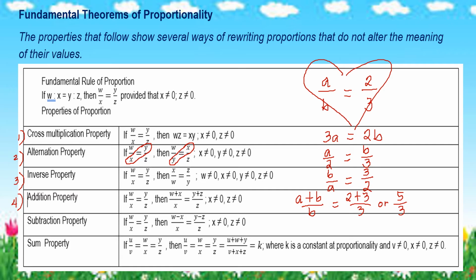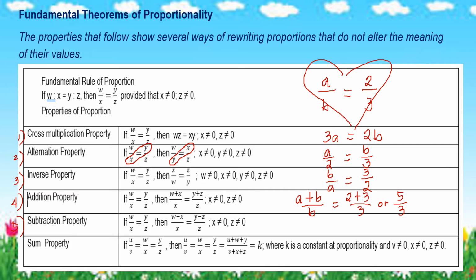Next, subtraction property. If we have w is to x is equal to y is to z, then w minus x is to x is equal to y minus z is to z. Okay, this is the same as addition property. The only difference is this time we make use of subtraction.